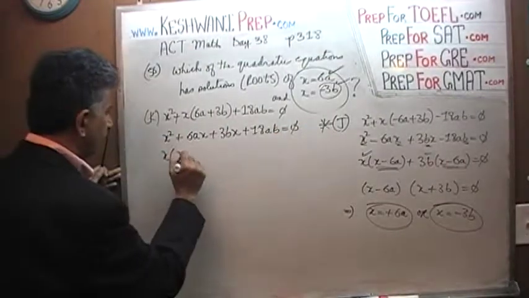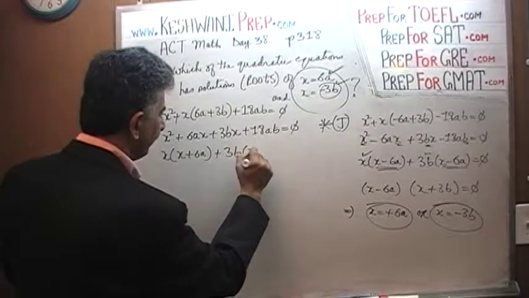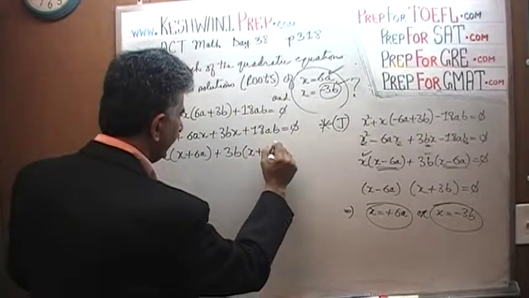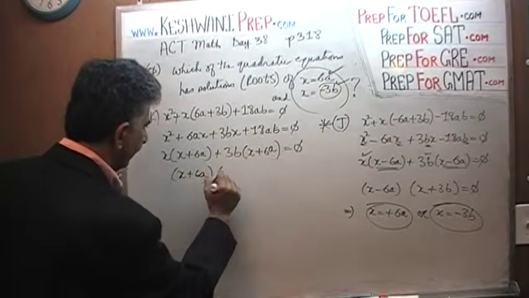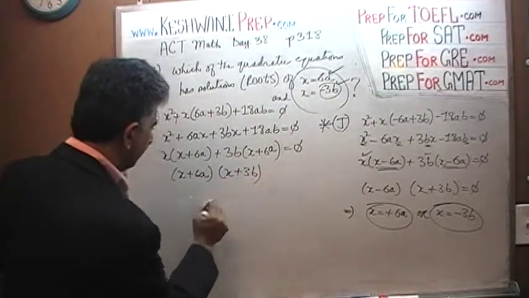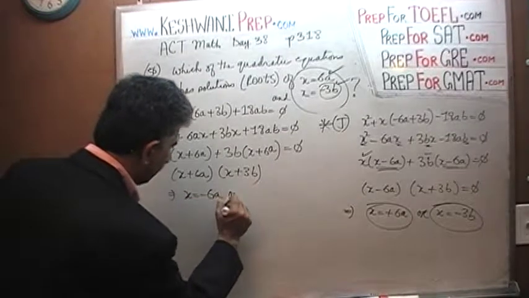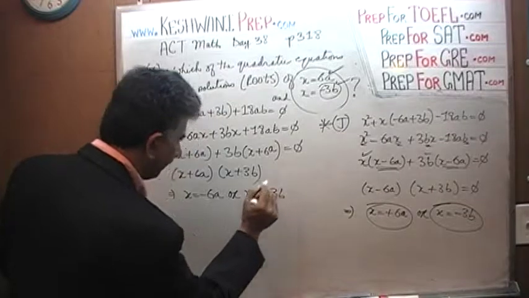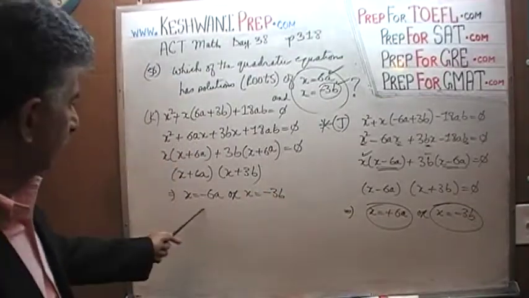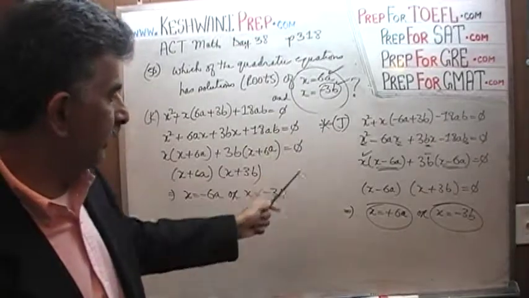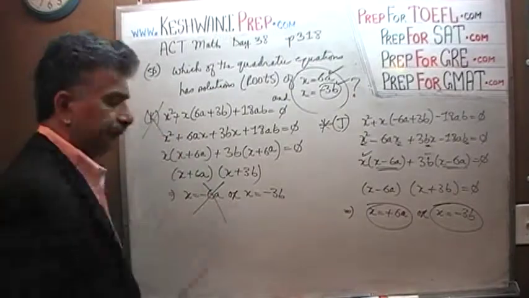Take out x common, we get x plus 6a. Take out 3b common, we're left with x plus 6a equal to 0. X plus 6a and x plus 3b, which implies that x is equal to negative 6a or x is equal to negative 3b. Negative 3b is fine, but negative 6a does not work. This part does not work. The answer is not K.